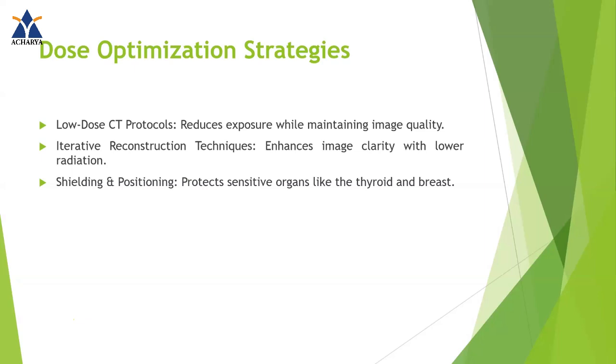Then shielding and positioning, like how the shielding protects sensitive regions like thyroid and breast tissue. For the thyroid, a thyroid shield can always be given if the neck region is not the region of interest for the present scan. And while doing thorax scans, bismuth shielding can be given to protect the breast tissue from unnecessary exposure to a high amount of radiation.